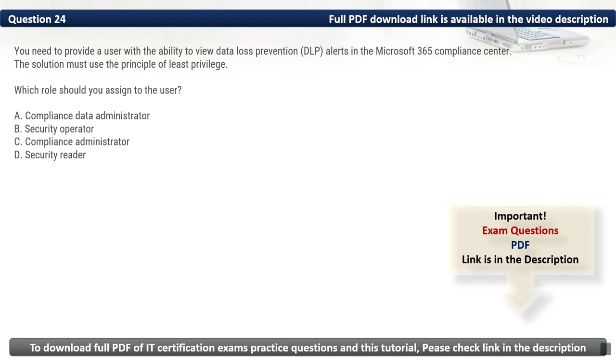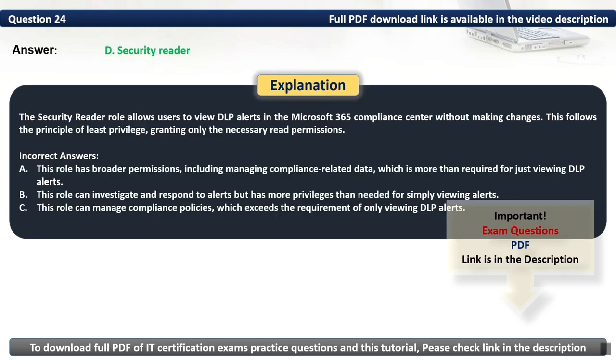As such, the role that we should assign to the user is Security Reader. Thus, the correct option is D. The security reader role allows users to view DLP alerts in the Microsoft 365 Compliance Center without making changes. This follows the principle of least privilege, granting only the necessary read permissions.